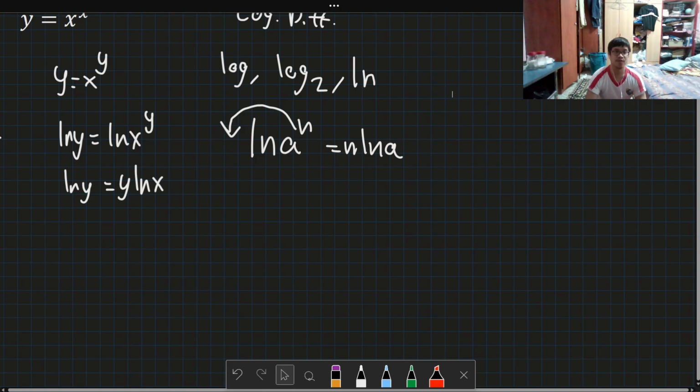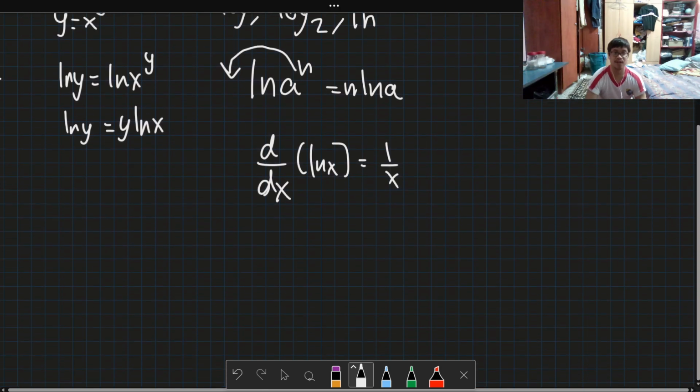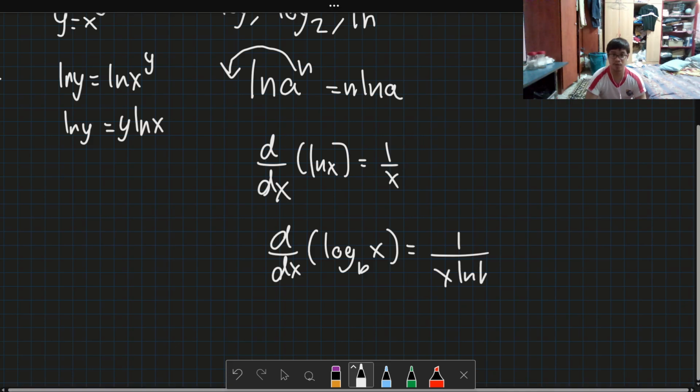Because if you're going to differentiate ln, remember that the derivative of ln of x is what? 1 all over x. Compare that in differentiating a log. The derivative of log base b, let's just say b is the base of the logarithm, then x. In here, what will be the derivative? You will get 1 all over x times ln of b.